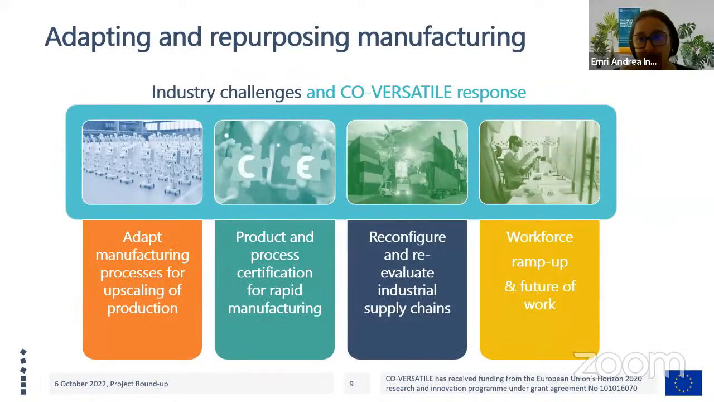So back to the deliverables of the project. Beyond the products which I just mentioned, it was also important the knowledge base, the know-how we developed during the project, which was related to the manufacturing adoption, the product and process certification, reconfiguration of the industrial supply chain, and also the workforce ramp up or repurposing. So these were the major areas which we covered.